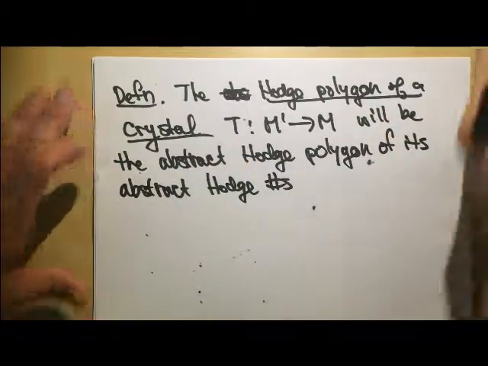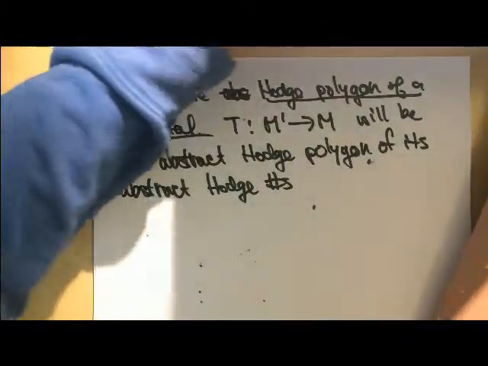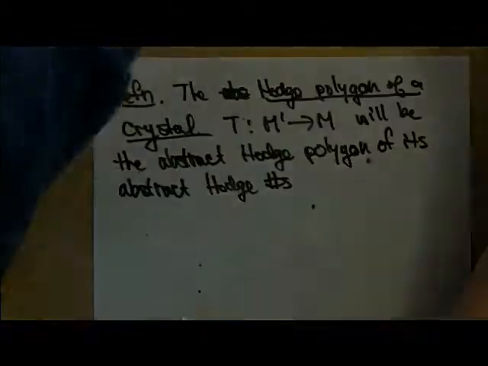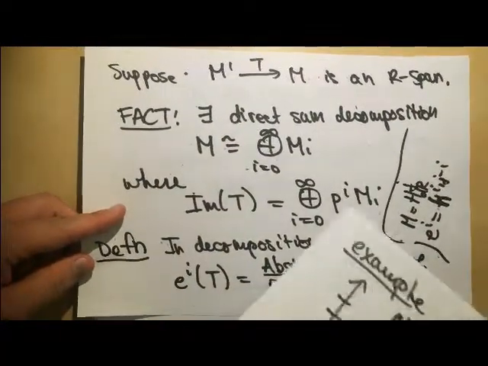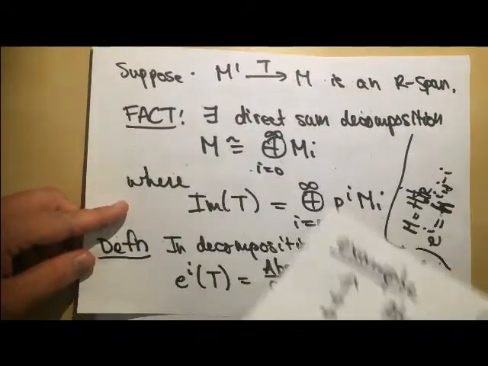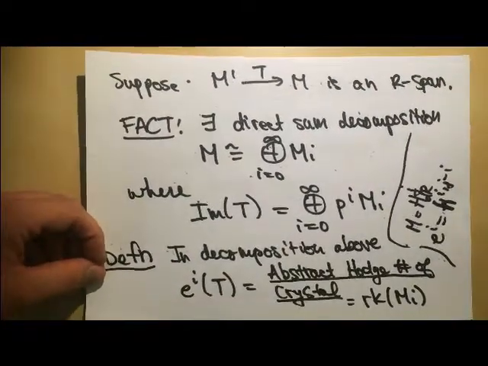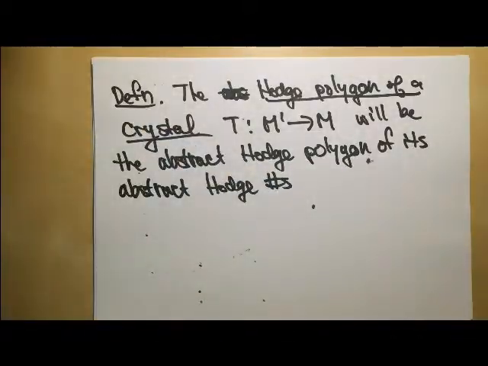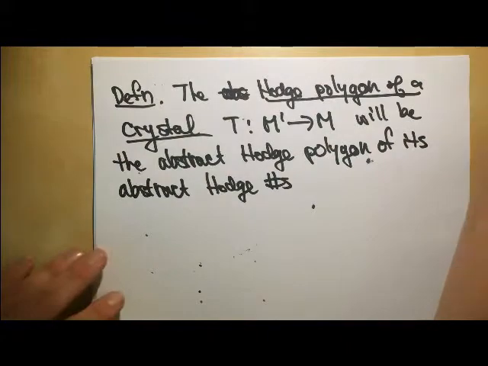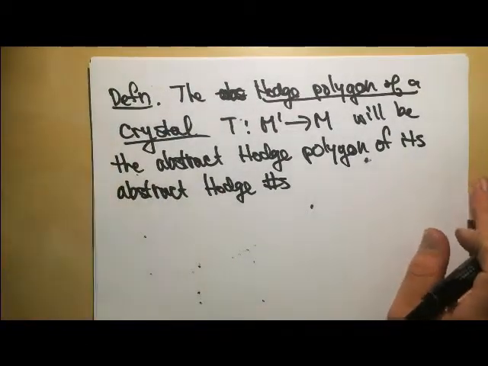The abstract Hodge numbers are the slopes that we had. We did a lot of work to define them, but they're the ranks of these pieces that come with the direct sum decomposition that comes with every crystal. So every crystal has this direct sum decomposition, and so we can define these abstract Hodge numbers. And so we have this Hodge polygon of this crystal. Now it's kind of like two layers of weirdness, but whatever. So this is what we call the abstract Hodge polygon of a crystal.